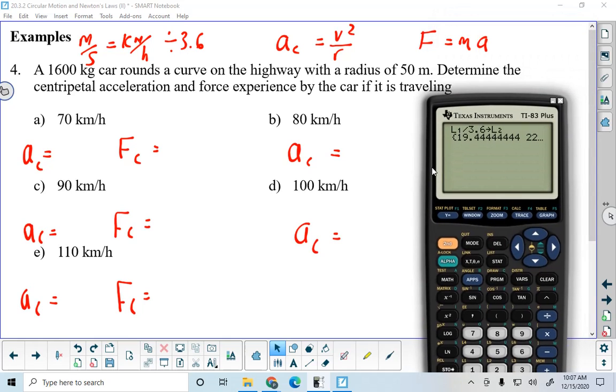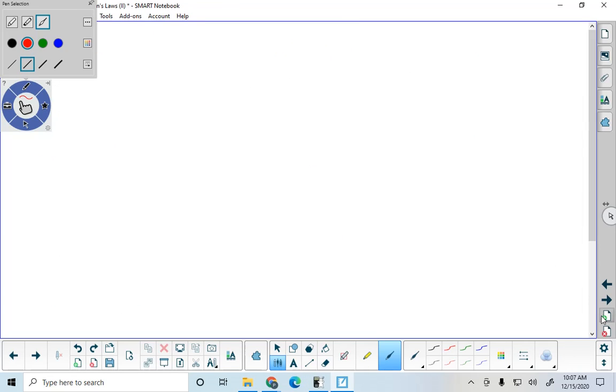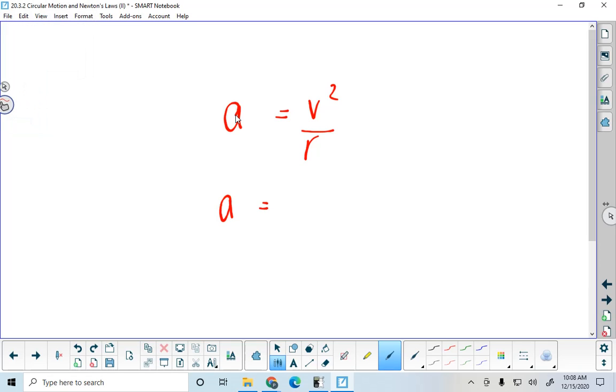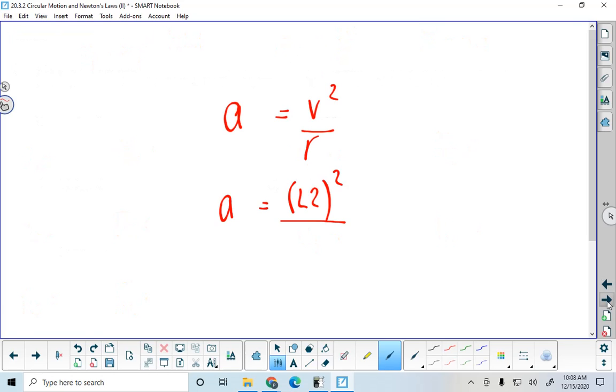Now what I need to do is calculate the acceleration. But the acceleration is v squared over r, and v is L2. So we need to square list 2 and divide it by the radius of 50 meters.